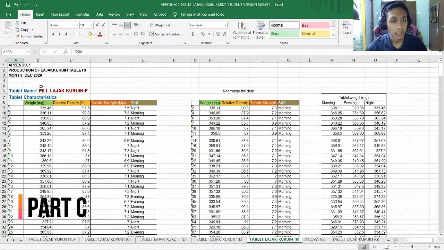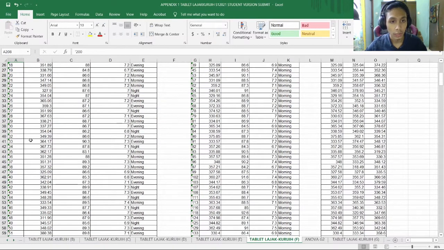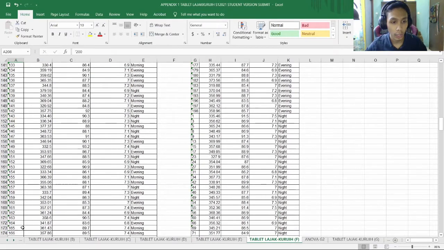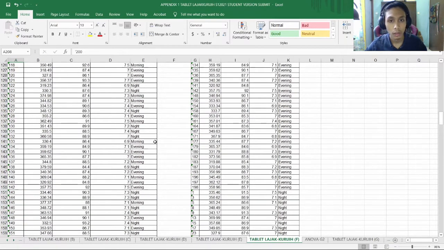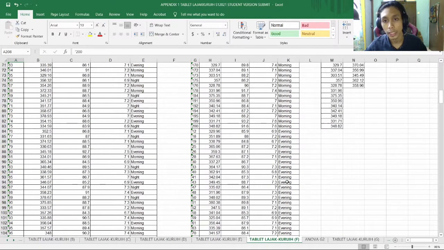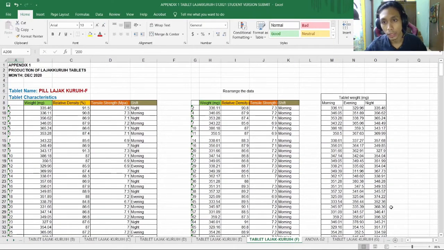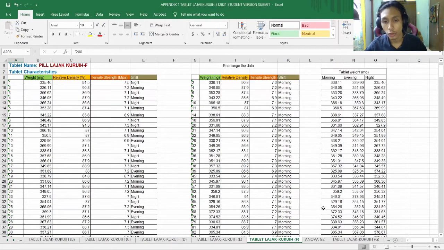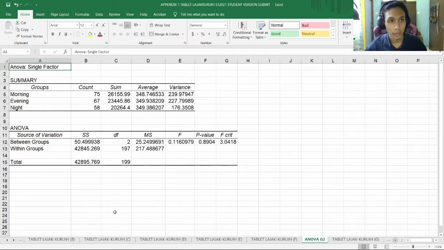So this is a Lajak Kuruih-F, which is operated with three different shifts: morning, evening, and night. The total sample data here is 200 samples. I rearranged the data according to the shift: morning, evening, and night. After that, I get this important table of tablet weight to form the ANOVA table, the one-way ANOVA table, this one.